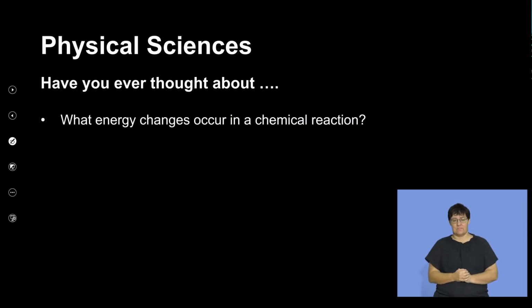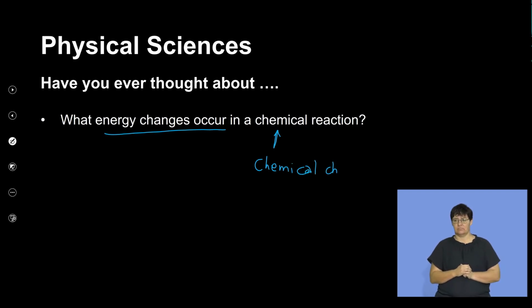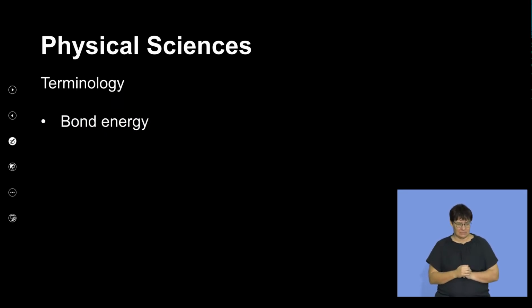Now the big idea or the thought that's going to guide our discussion today is around the question: what energy changes occur in a chemical reaction? And remember, when we talk about a chemical reaction, we're basically talking about a chemical change. So the words chemical reaction and chemical change will be used interchangeably to refer to one and the same thing. So the big thinking is what exactly happens in terms of energy in as far as a chemical reaction is concerned.